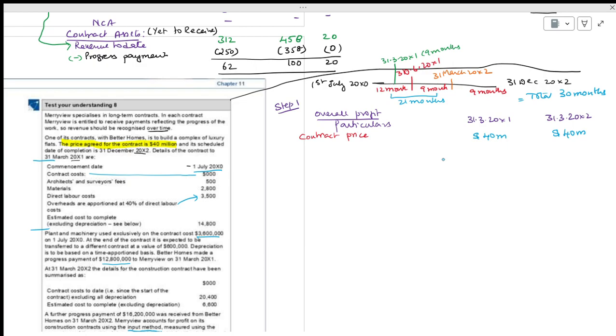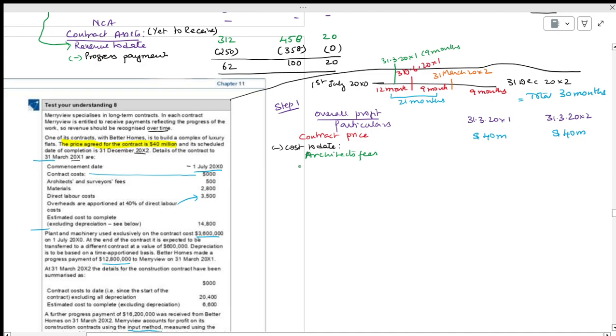Now, the second one is minus cost to date. What are the things they have mentioned? They have mentioned cost to date separately. What can we do? We don't have any option. Okay, we have architect fees. How much are the architect fees?